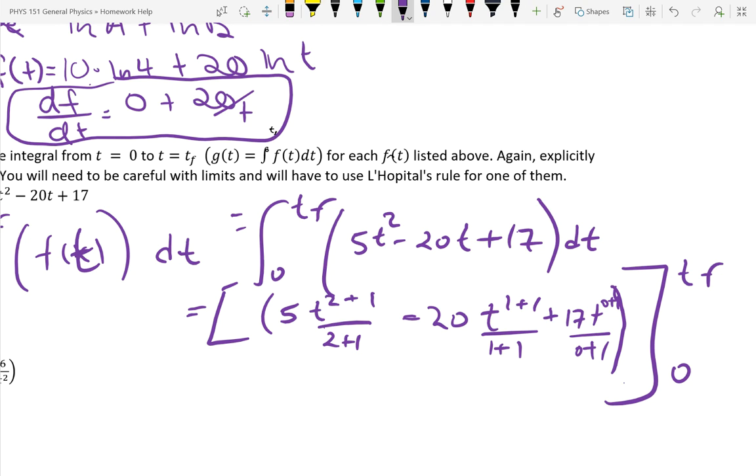Now everyone may not be familiar with this. Notice he's indicated his limits there on the bracket. So now he's going to put the limits in. First I was going to simplify. This one would be 5t to the third over 3, so 5 thirds t to the third, and minus this one would be 20. We have 2 at the bottom, so it would be 10 t squared, and then this one would be 17t over 1, 17t.